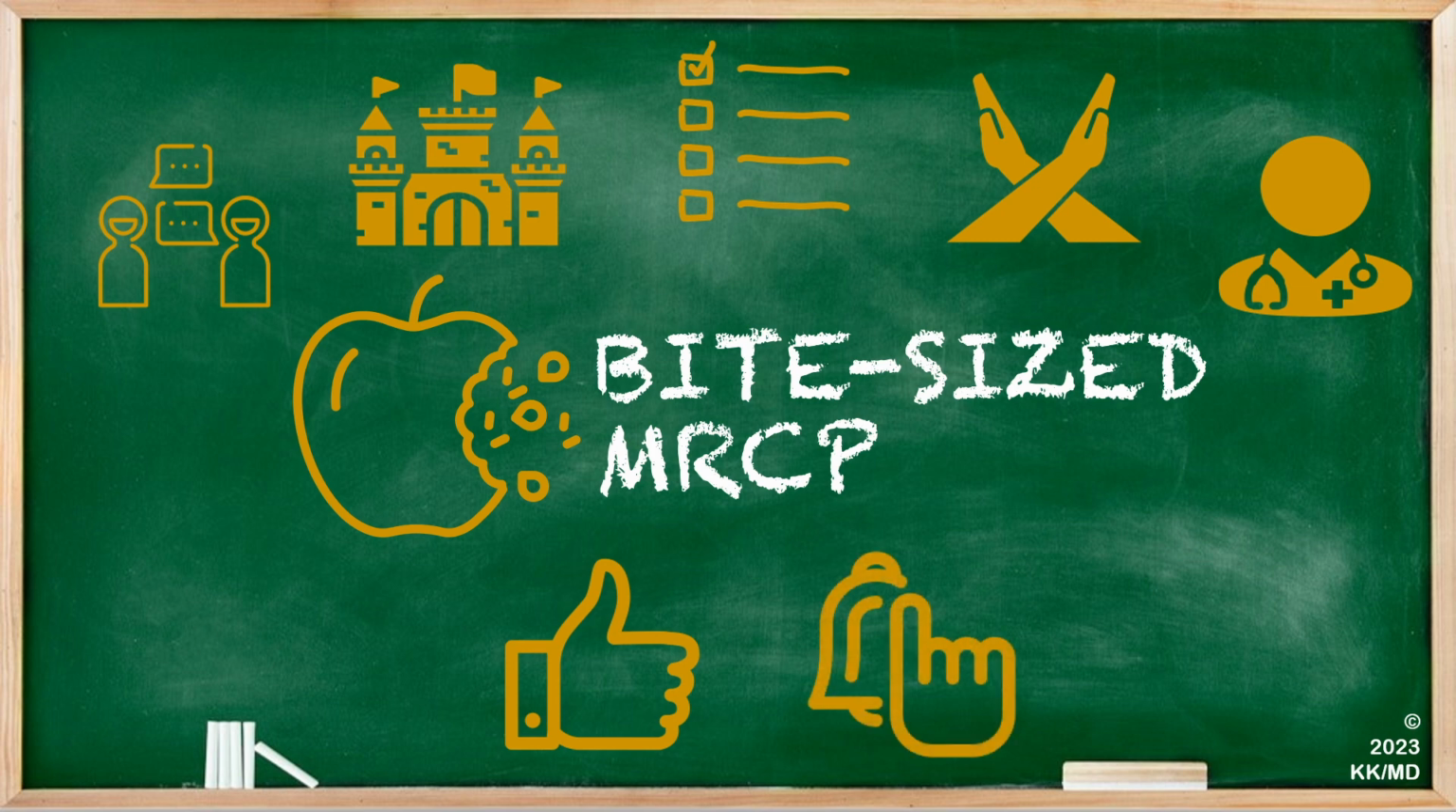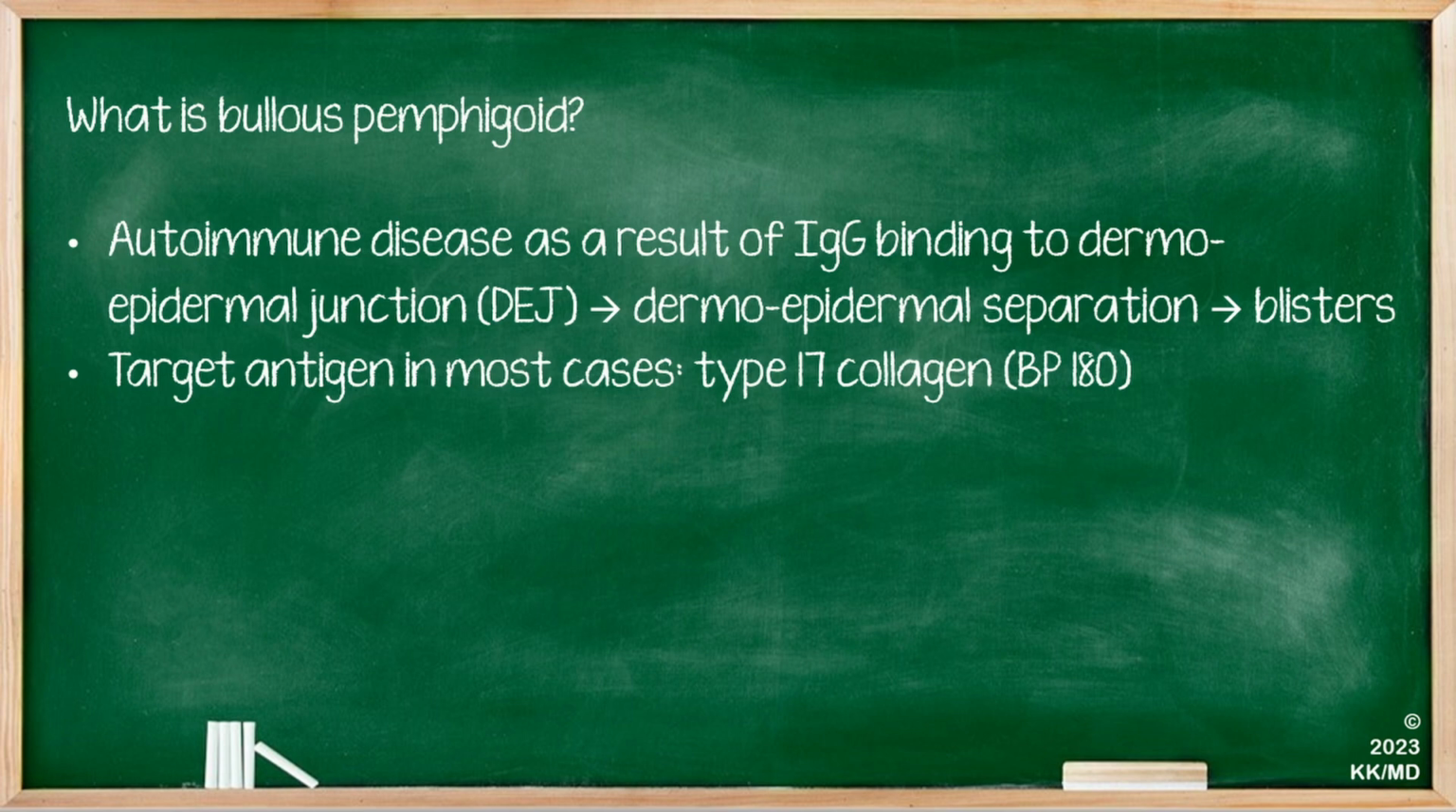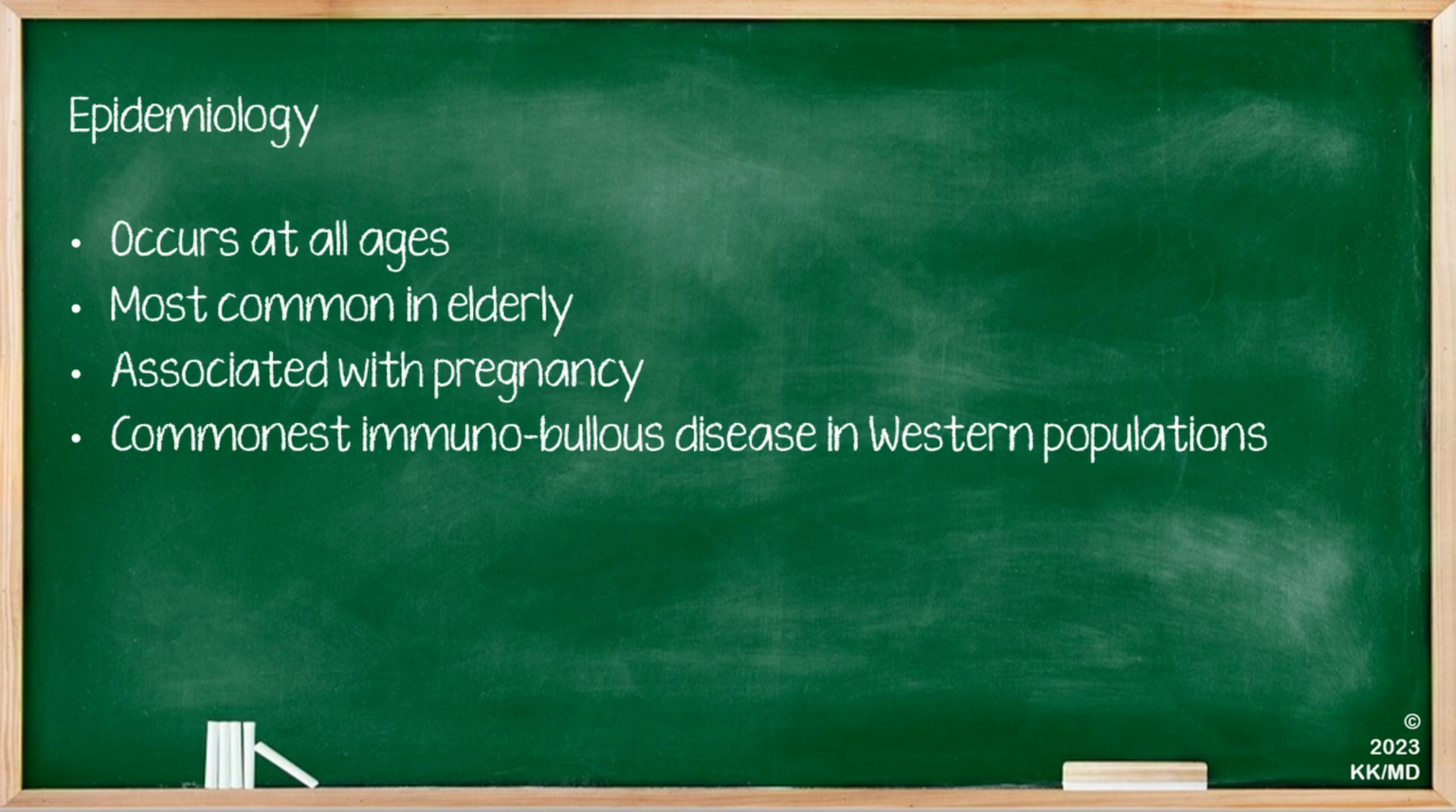Now, without further ado, let's get into today's topic, which is Bullous Pemphigoid, part of our Dermatology revision series. So what is Bullous Pemphigoid? This is an autoimmune disease which results from IgG binding to the dermoepidermal junction. This then leads to dermoepidermal separation and blisters. The target antigen in most cases is type 17 collagen. Bullous pemphigoid can occur at all ages, but most commonly occurs in the elderly. It can also be associated with pregnancy. It's the commonest immunobullous disease in Western populations.